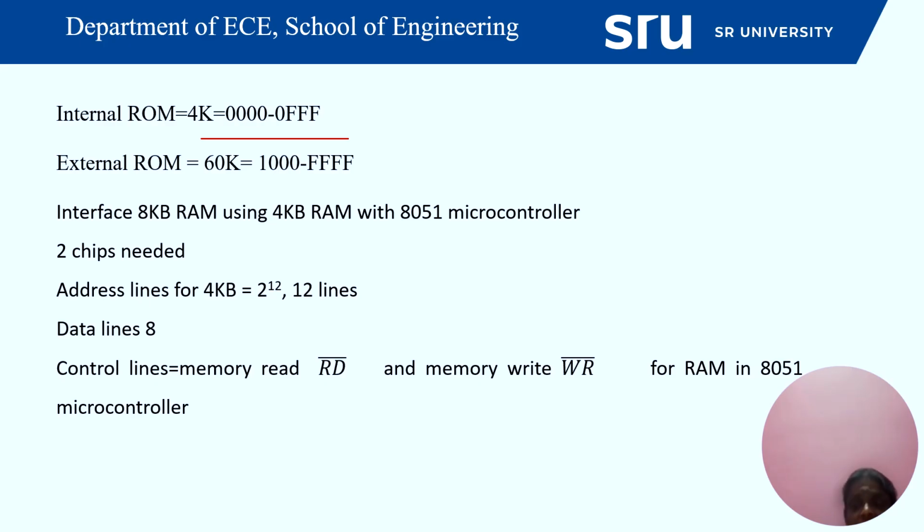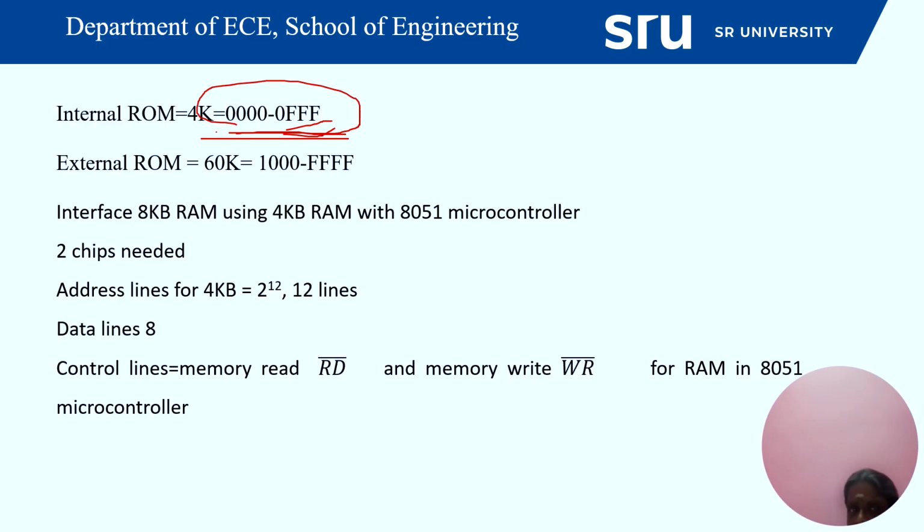How the address is going on. So we have to start from this address and end at this address. Now external ROM. We know that it is 60K. So the next address is in the external ROM. We are not using this 4 kilobyte once EA equals 1, and in that situation we need to use both internal as well as external. That is why we are avoiding these locations.